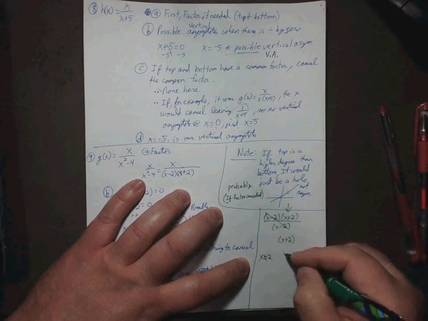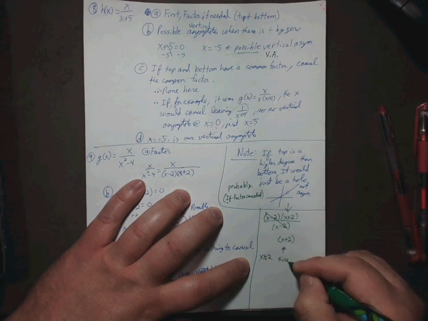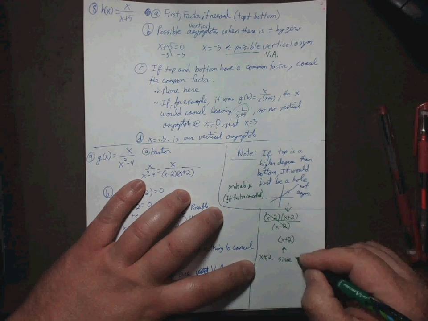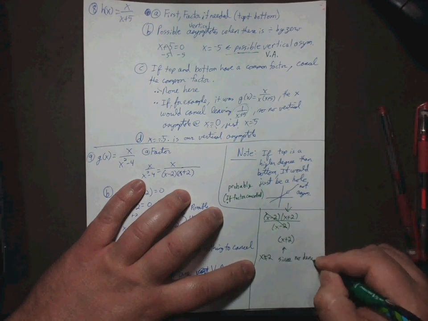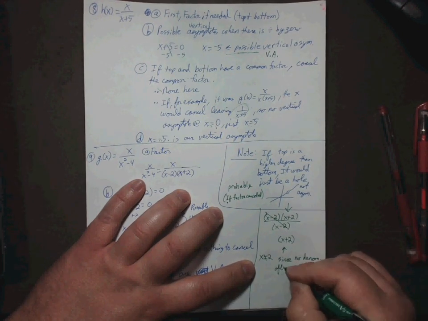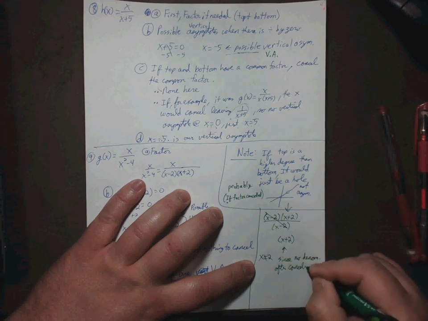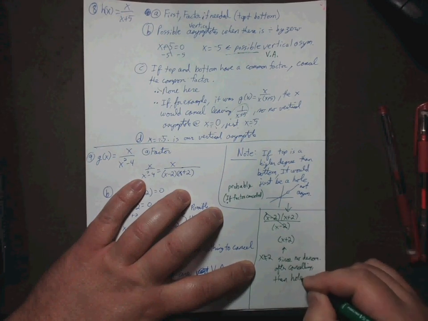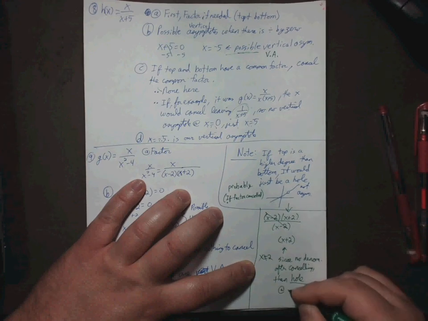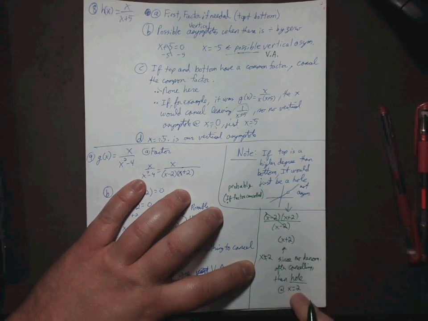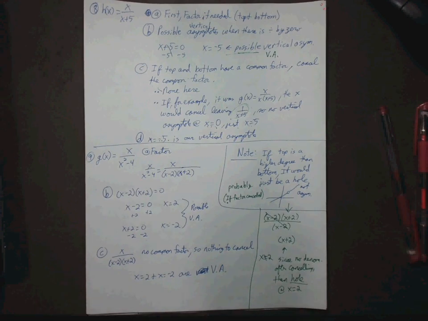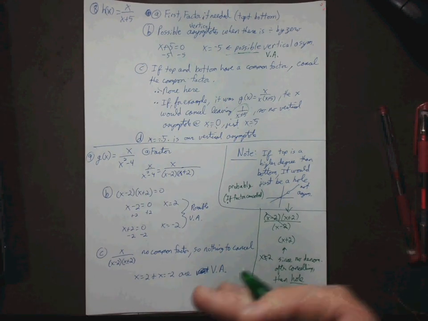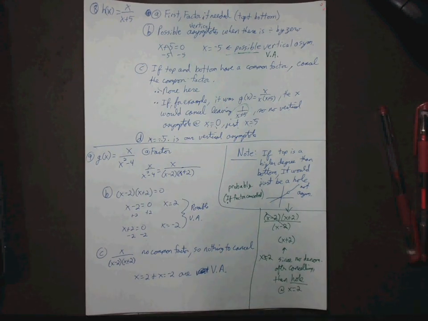So x can't equal 2. What would happen is, since there's no denominator after you cancel, then there's a hole at x equals 2. Don't worry about that for this one. I didn't put a problem like that on the test.